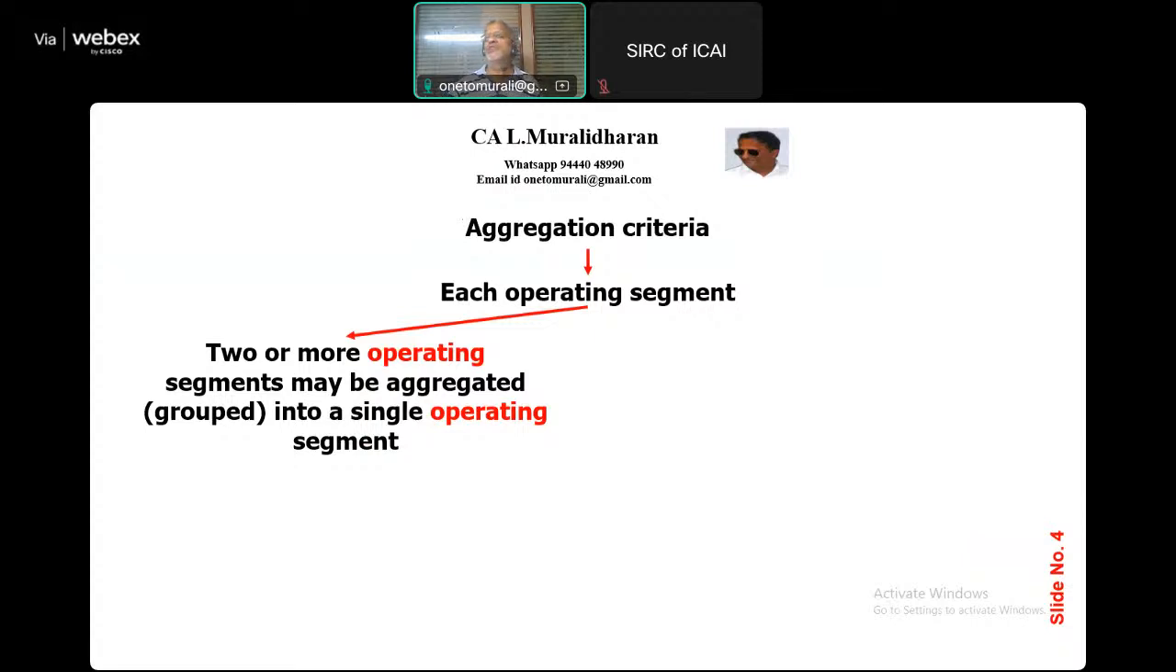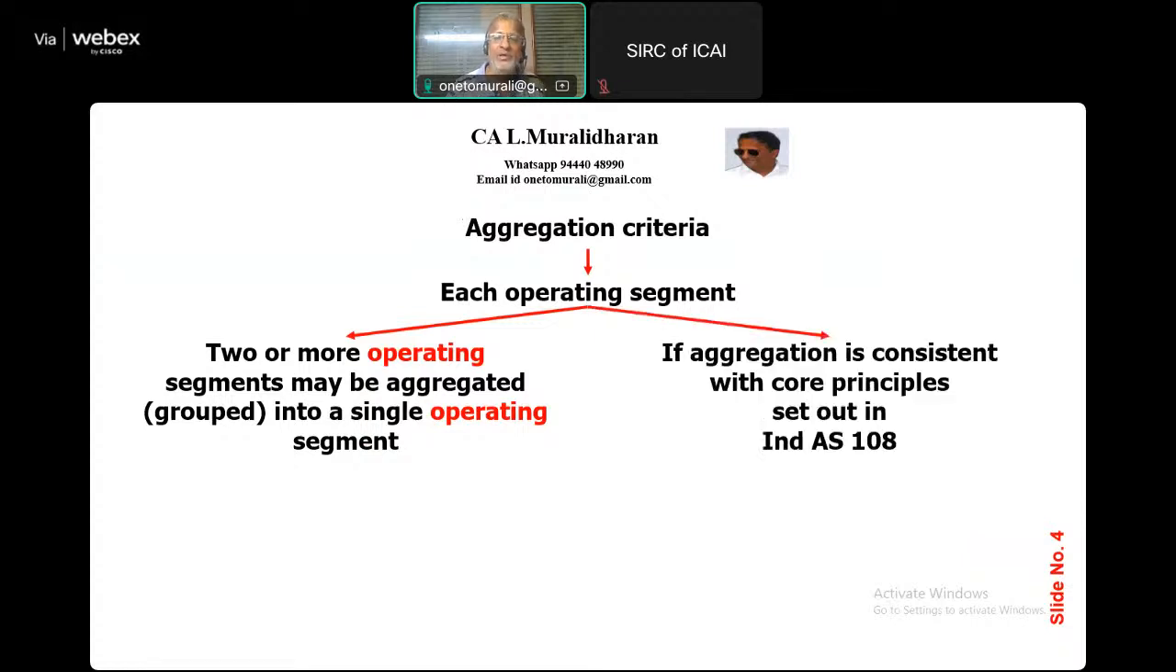Servicing that washing machine may also be done separately for specialization. But when you take up an operating segment, you have to take washing machine manufacturing and servicing as one unit. That is what they say. Two or more operating segments may be aggregated, grouped into a single operating segment, if aggregation is consistent with the core principles set out in IFRS 8.